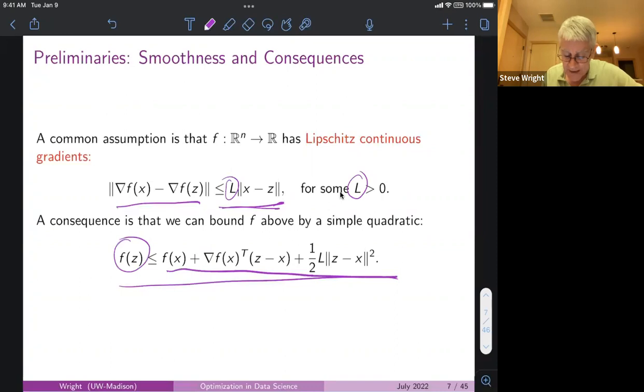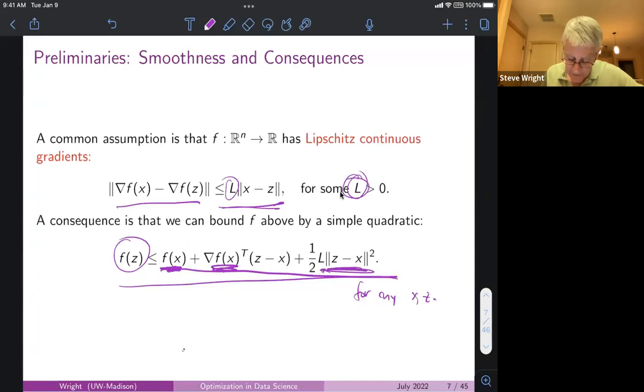You can see this is quadratic, and this is for any x and z. So in other words, at the point x, I can form this quadratic using the function value at x and its gradient, and I can add the quadratic term as a very simple term. It's just the norm of z minus x squared times this Lipschitz constant L. And that turns out to be an upper bound on the actual function.